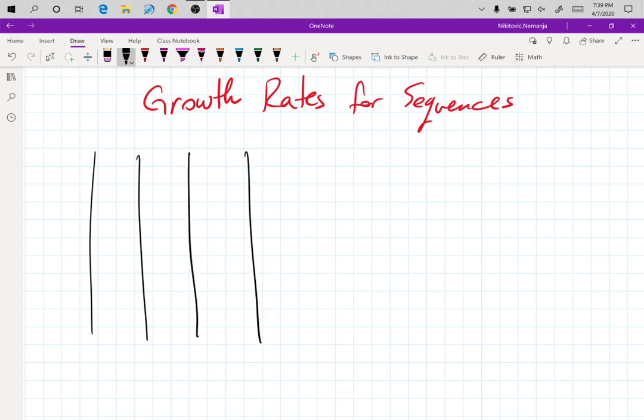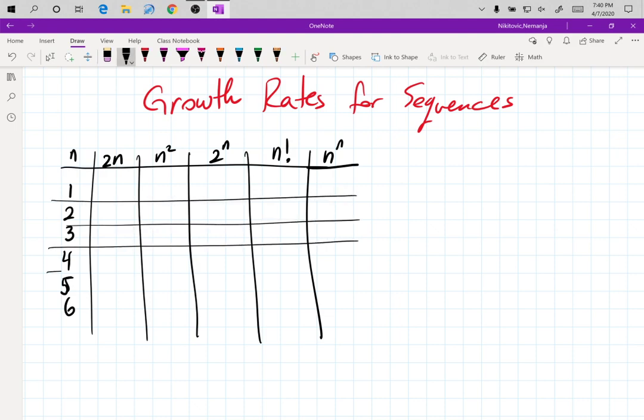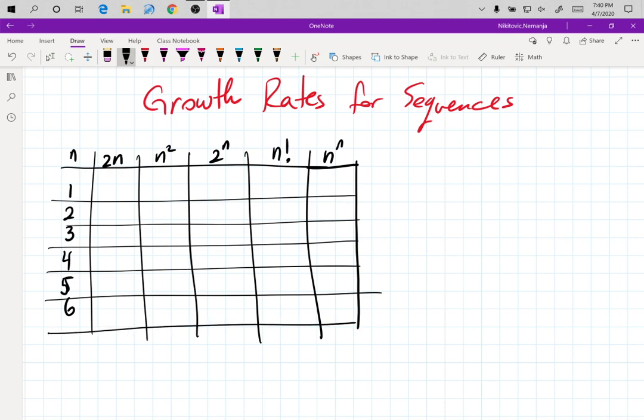So I'm going to make a chart of values here. I'm going to populate this chart. So we'll have our n, our 2n, our n squared, our 2 to the n, right? Then we're going to have n factorial, and finally n to the n. So these are the creatures that we want to take a look at. Let's go 1 through, I don't know, 6. And then we just populate the values in the chart. So what do I have? 2n. Well, that just doubles all of these.